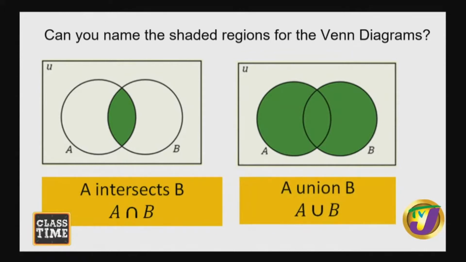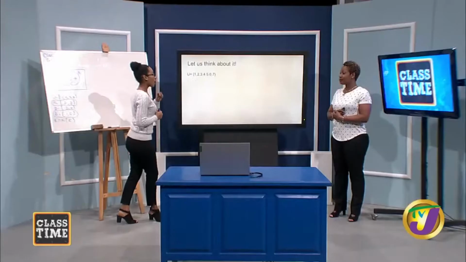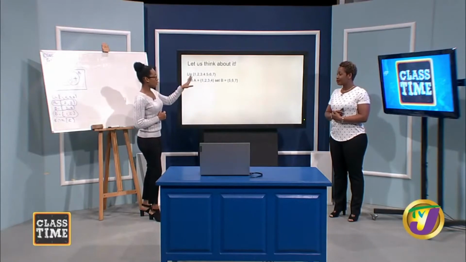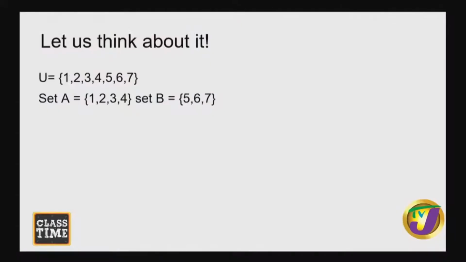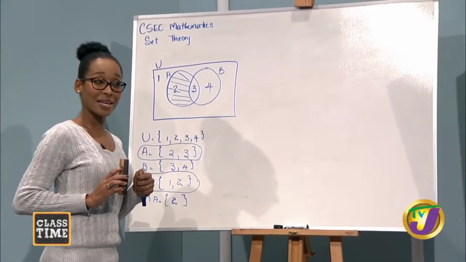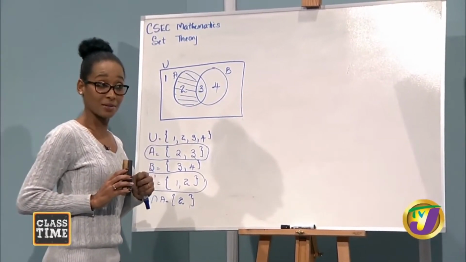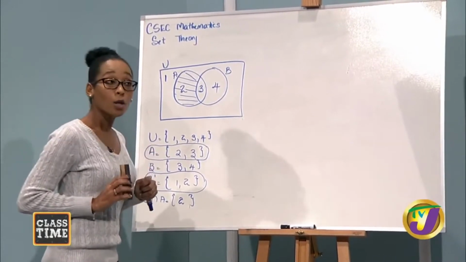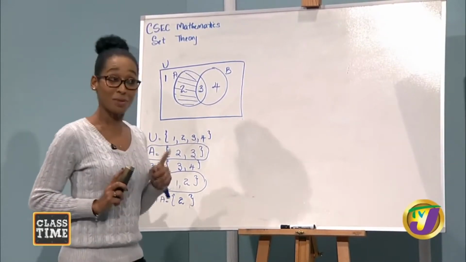But now we're going to think about this one. You have a universal set to be 1, 2, 3, 4, 5, 6, 7. You have set A to be 1, 2, 3, 4, and set B to be 5, 6, 7. Now I have 2 questions for you. How can we represent the sets in a Venn diagram? And guess what's the next question? I don't know. Describe the relationship between the 2 sets.